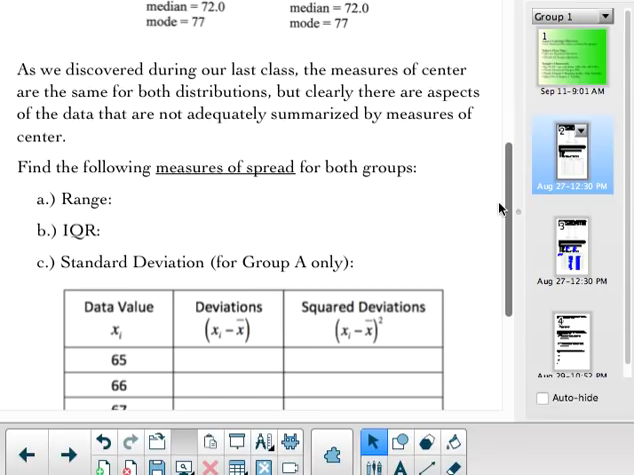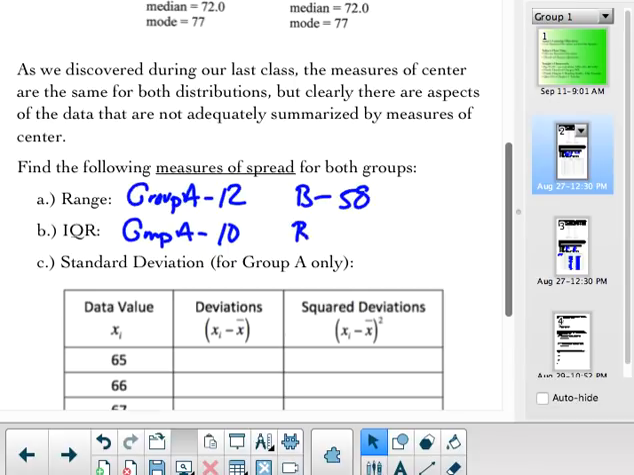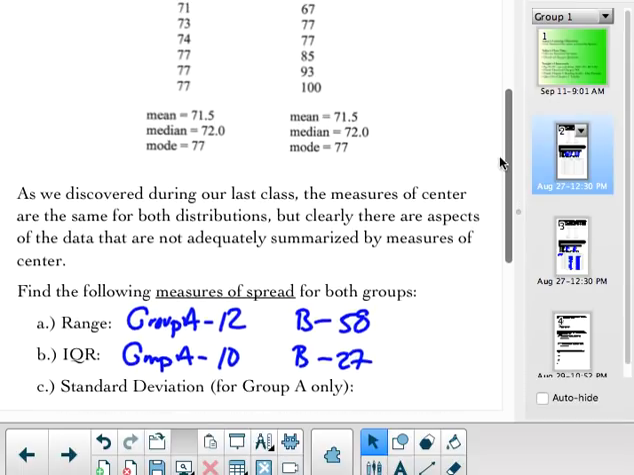Okay, so as you hopefully figured out, the range for Group A is 12, and for Group B would be 58, and the IQR for Group A is going to be 10. The IQR for Group B is going to be 27, and we can come up here and talk about that from the other data sets. Let's do that real quickly here.